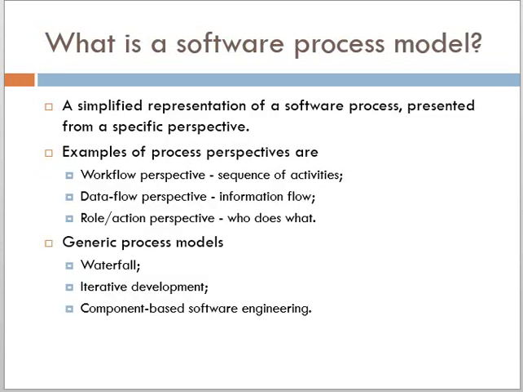What is a software process model? A simplified representation of a software process, presented from a specific perspective. Here, examples of process perspectives are workflow perspective, data flow perspective, and role and action perspective. Workflow means the sequence of activities. Data flow is the information flow, and roles and actions are who does what, which is known as the action perspective.